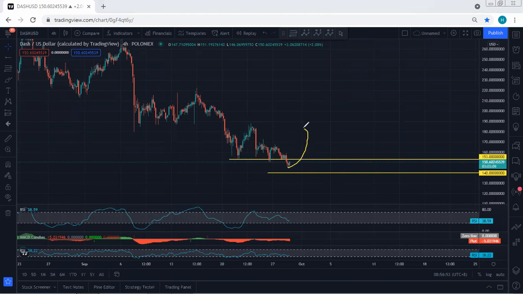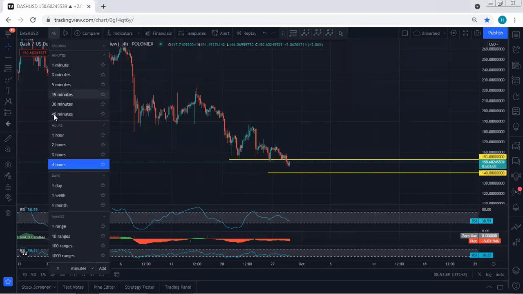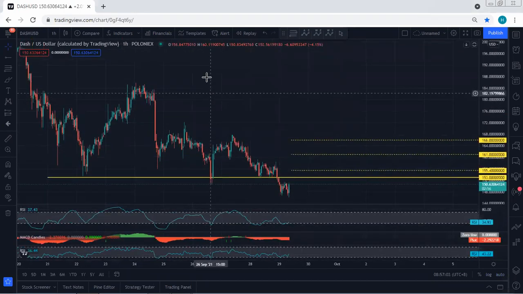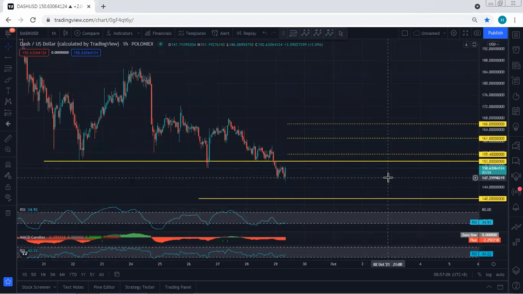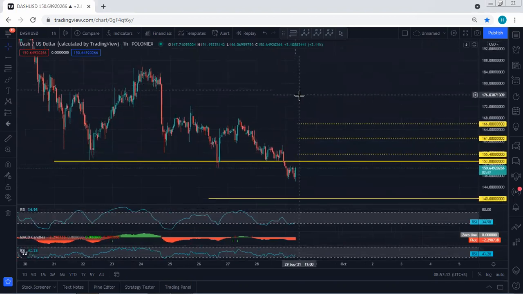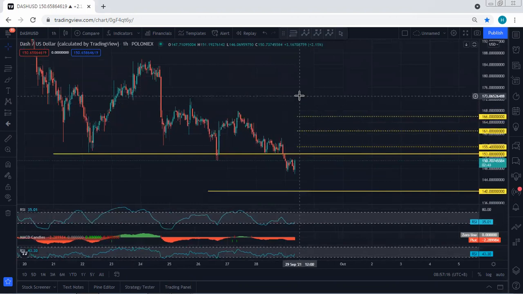Then if we get any trade setup from here, how high can it go? If we move to the 1 hour chart, these are the levels we're looking for. We need to see the breakout of 155.4, followed by 161, followed by 166. Then from there we want to see whether the price can break 172 or not. This is where we need to manage our trade.